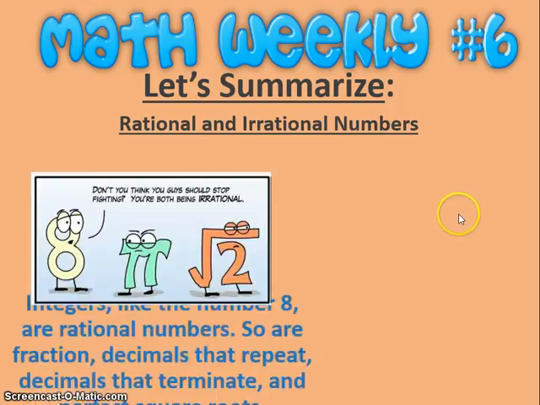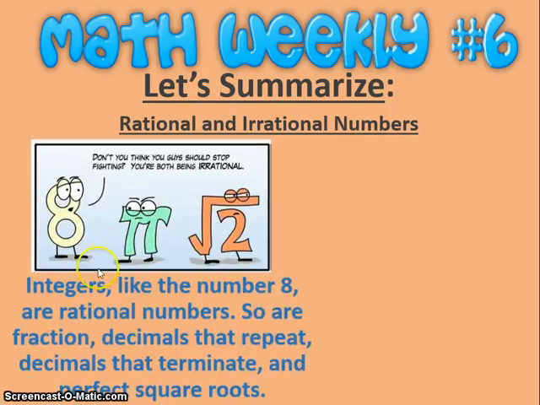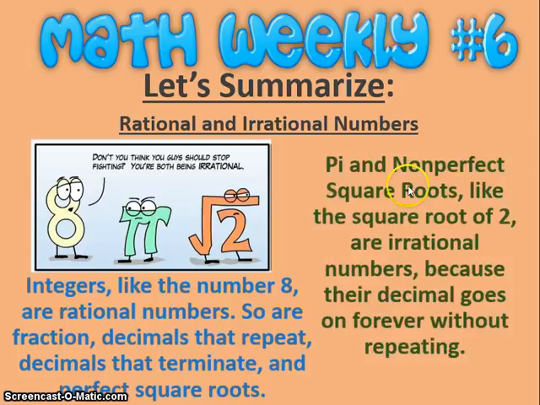So let's summarize what we've learned. Integers, like the number 8, are rational numbers. So are fractions, decimals that repeat, decimals that terminate, and perfect square roots. Pi and non-perfect square roots, like the square root of 2, are irrational because their decimal goes on forever without repeating.